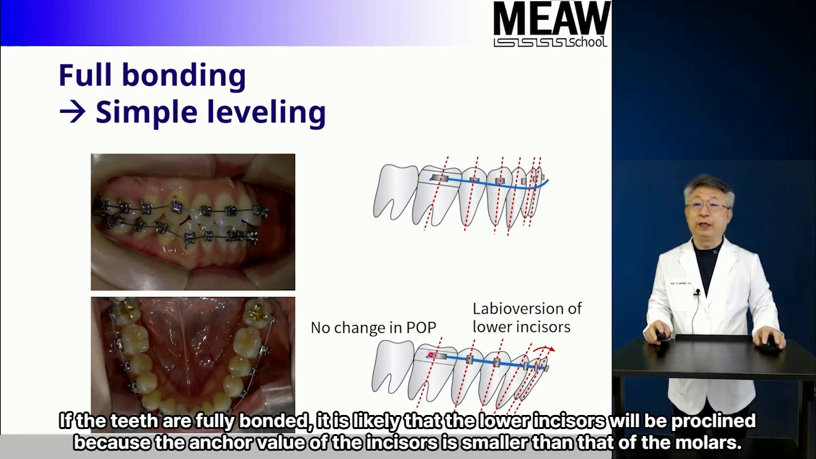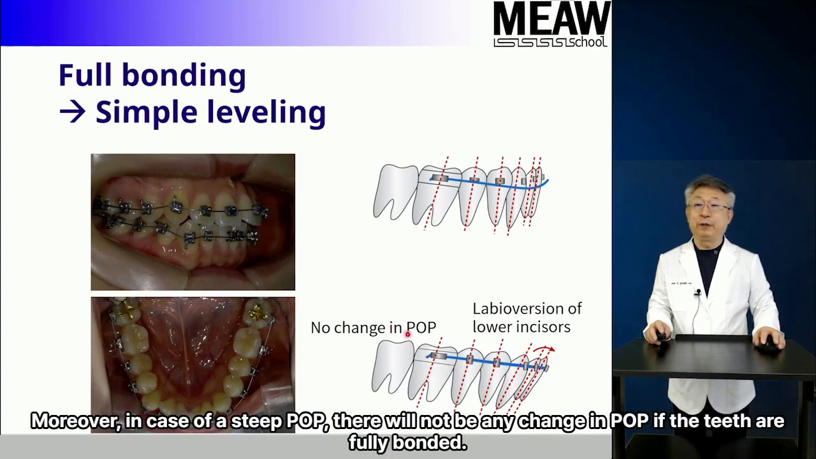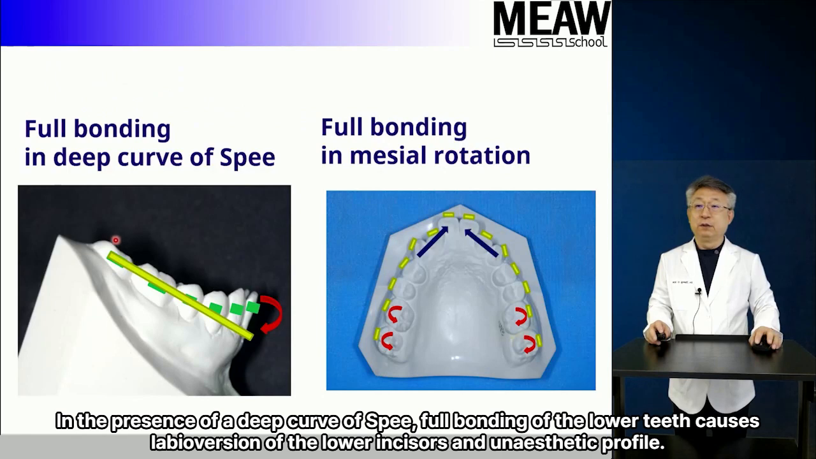If the teeth are fully bonded, it is likely that the lower incisors will be proclined, because the anchor value of the incisors is smaller than that of the molars. The labioversion of lower incisors leads to an unaesthetic profile. Moreover, in case of a steep POP, there will not be any change in POP if the teeth are fully bonded. In the presence of a deep curve of SPI, full bonding of the lower teeth causes labioversion of the lower incisors and an unaesthetic profile.